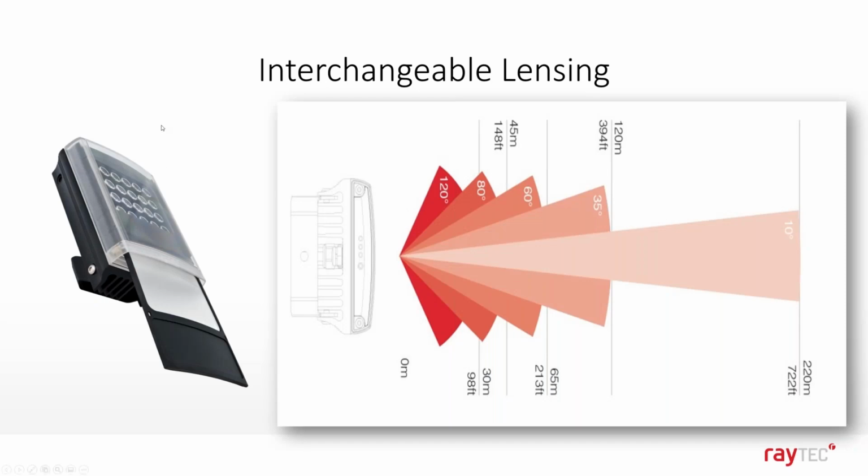So this is what one of the products looks like physically. What you have is multiple lenses. So you order one product, and that one product can cover pretty much any angle. So you've got 10 degree, 35 degree, 60 degree, 80, 120. So it just means that if you want to move the light somewhere else or change the angle of your camera, you don't need to buy another light.